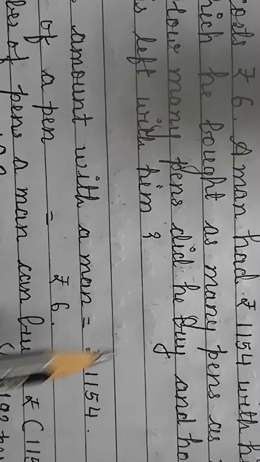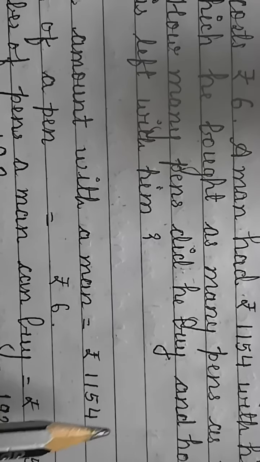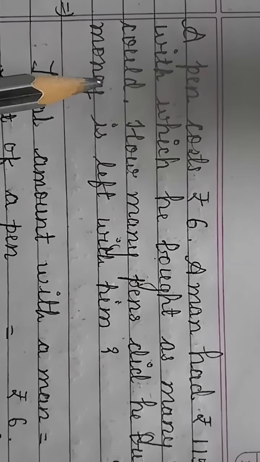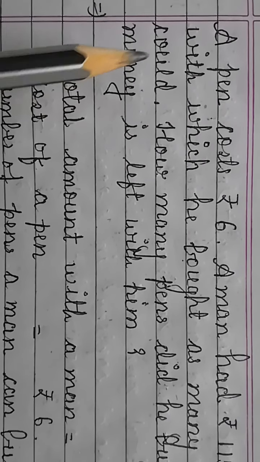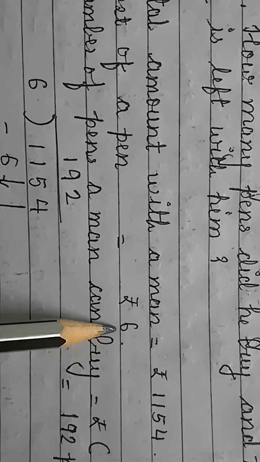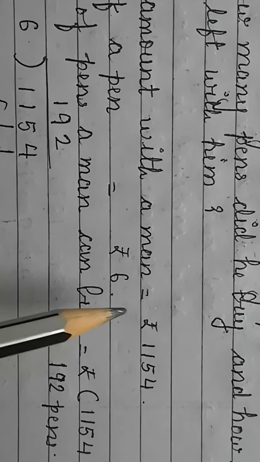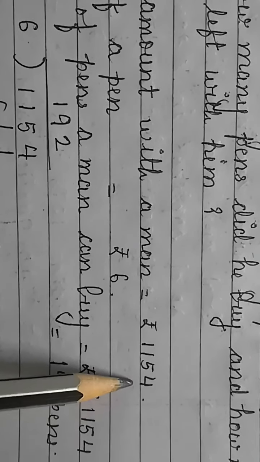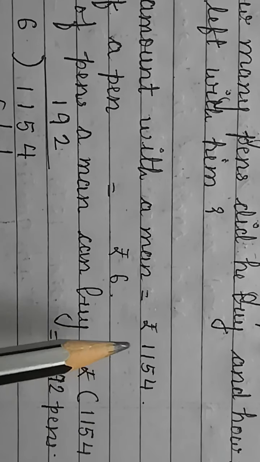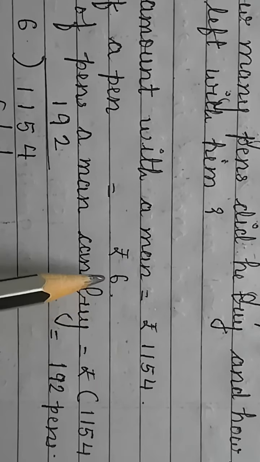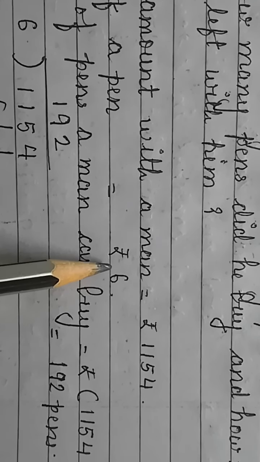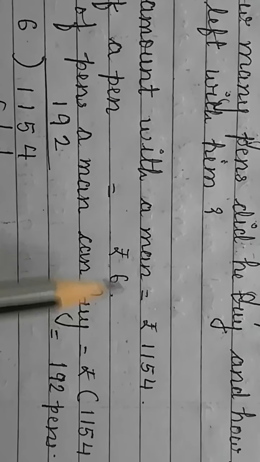First, the total amount with the man. A man had how many rupees? Yes, it is 1154. Okay, and the cost of one pen. It is given in the sum. A pen costs, means the cost of one pen is rupees 6. So what do we have to find out first? The number of pens a man can buy in rupees 1154. So what do we need to do here? Yes, we will divide the total amount by the cost of a pen, means one pen.